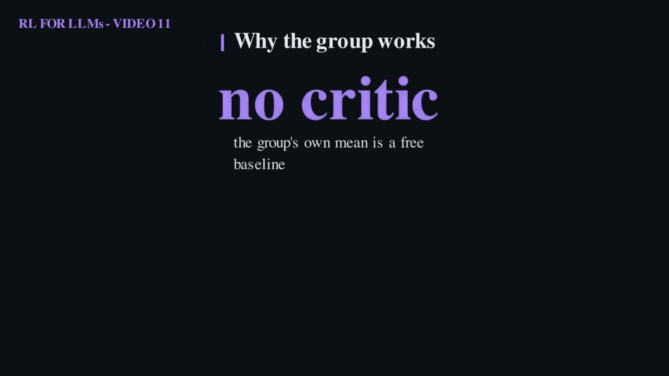Let us name exactly why GRPO is such a clean idea. A baseline only needs to be a fair estimate of the average reward. PPO trains an entire second network just to produce that estimate, state by state. But a group of sampled answers already contains an unbiased estimate of their own average, completely for free. So GRPO gets the baseline it needs with no extra network at all. That is the whole saving, and it is precisely what made open reasoning models affordable to train.